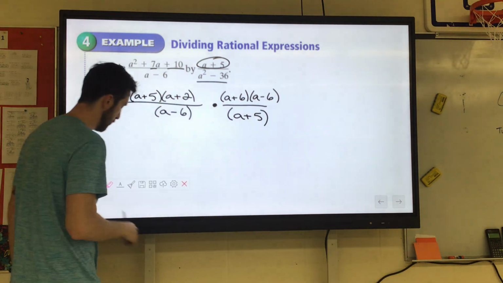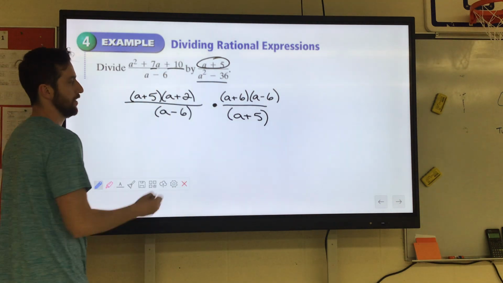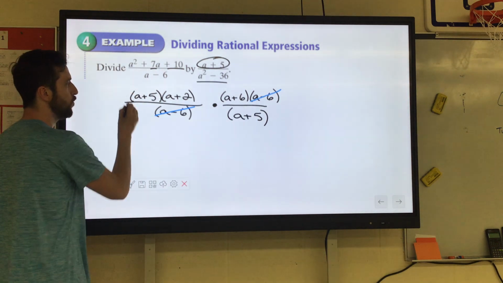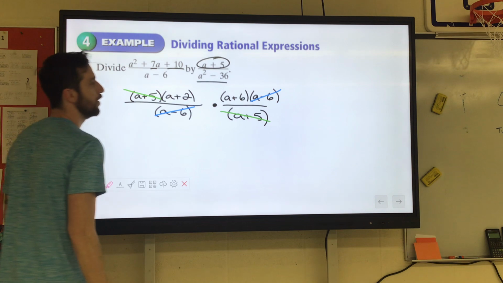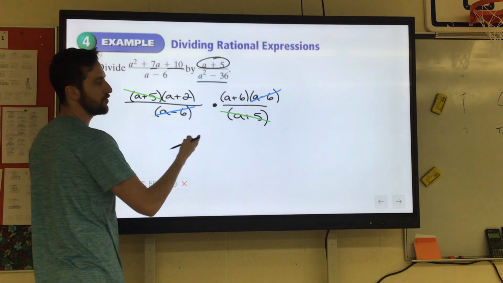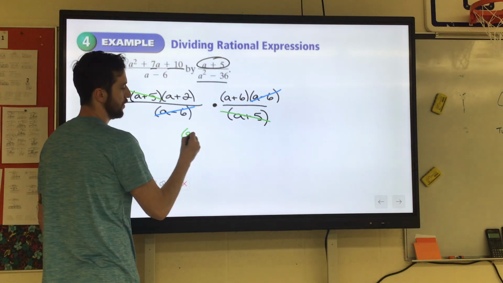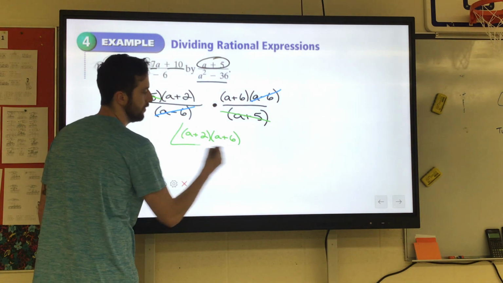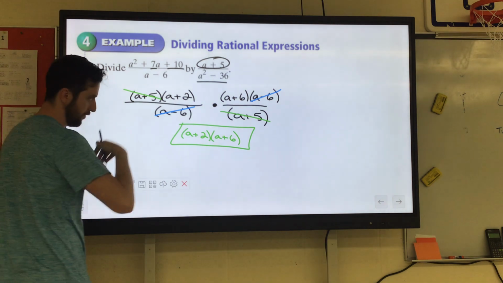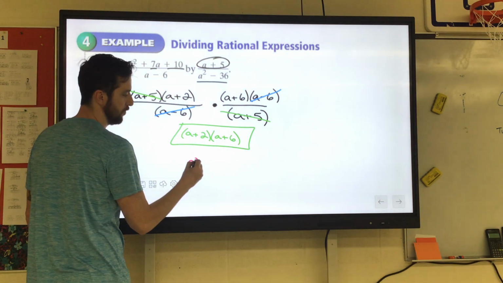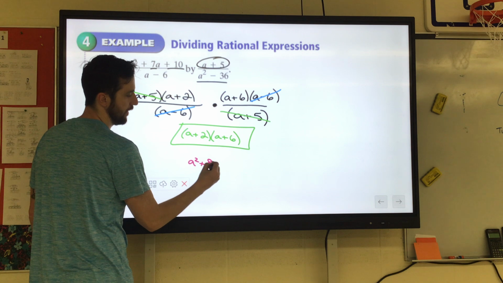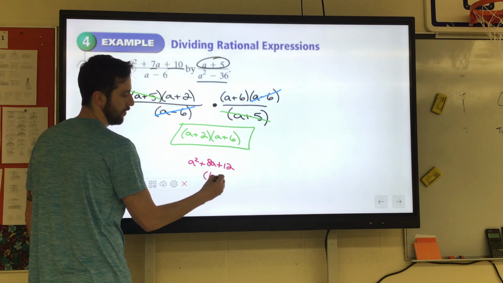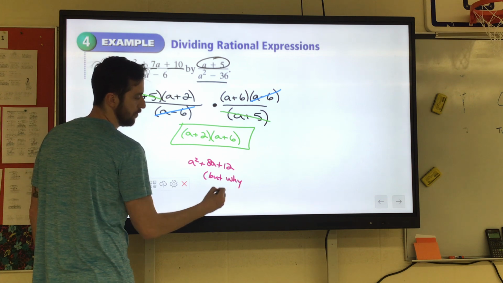Everything's factored. Let's cross some out here. They both have an a minus 6. Anything else? Oh, a plus 5. That's it. Our denominator is gone. It's a 1. So we have a plus 2 times a plus 6. Leave it as your final answer. If you'd like, you could FOIL that out. It would end up being a squared plus 8a plus 12. But why bother?